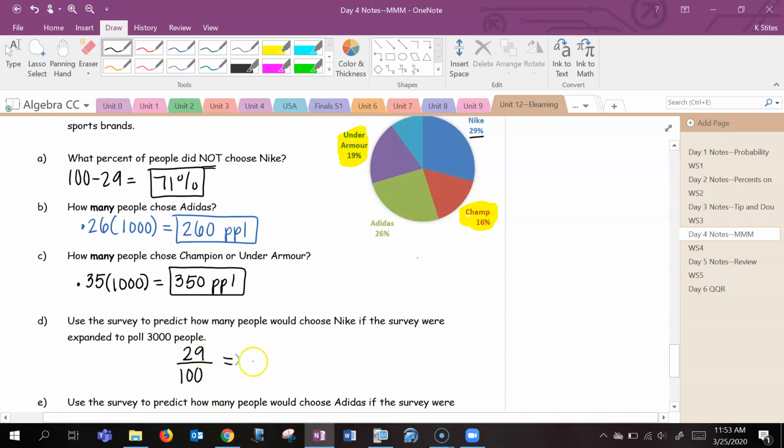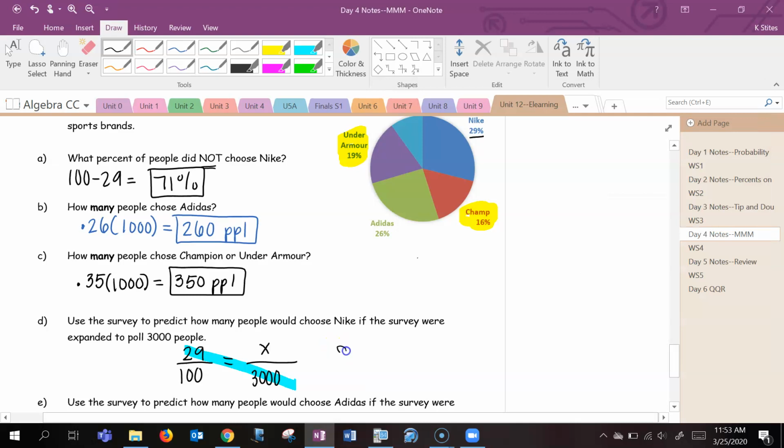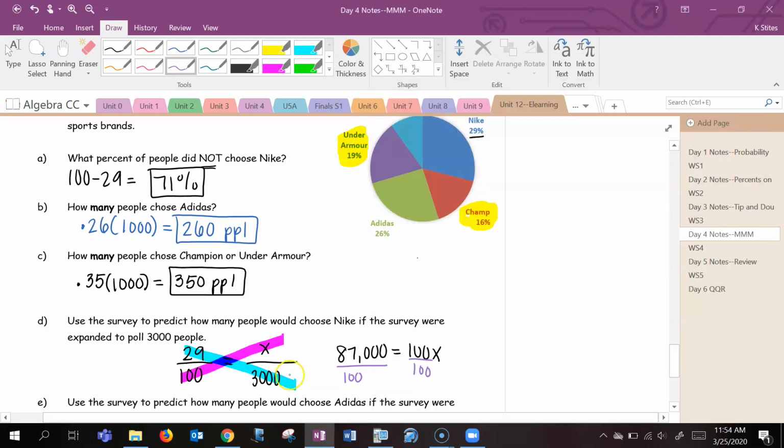29 people out of 100 equals, and now the new survey has 3,000 total people. So 3,000 will go on the bottom. We're looking for who chose Nike, so that will be my X on top. And then I'm just going to go ahead and cross multiply. So 29 times 3,000, that's 87,000, equals, cross multiply, 100 times X is 100X. And then we'll just divide by 100 on each side. And that's 870 people.